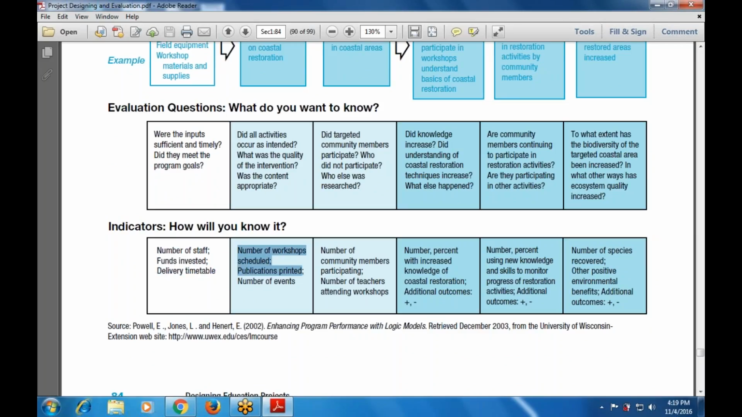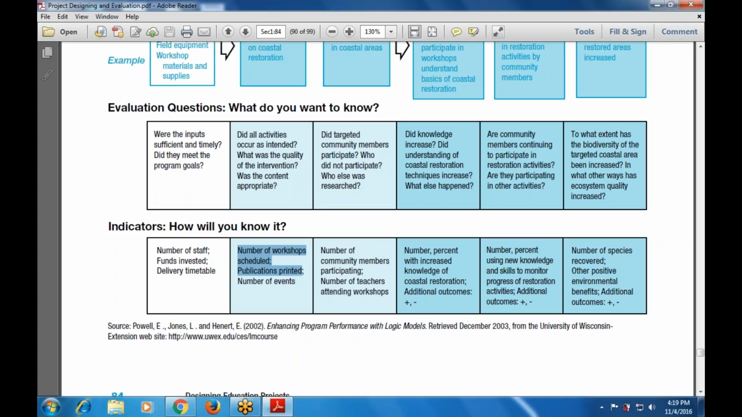The number of workshops scheduled, what the various workshops are that are scheduled over here, what the various community members scheduled are, what the various participating agents are, the number of teachers attending the workshops, the number or percentage with increased knowledge of the coastal restoration, then additional outcomes. What are the various additional outcomes used with this indicator? How will you get to know it?